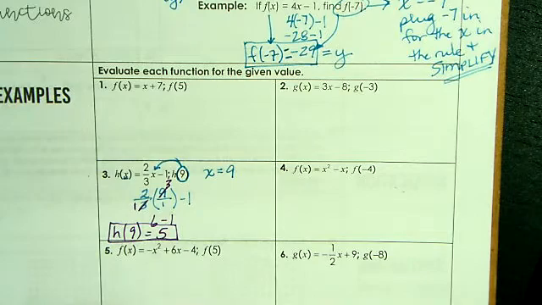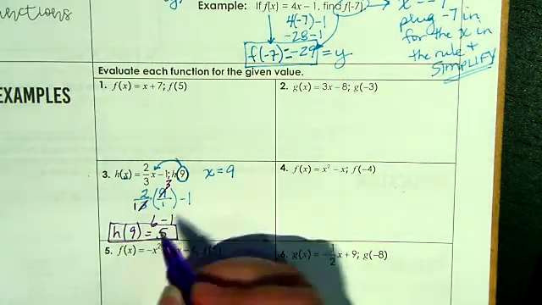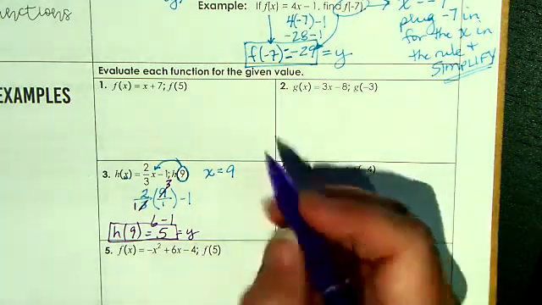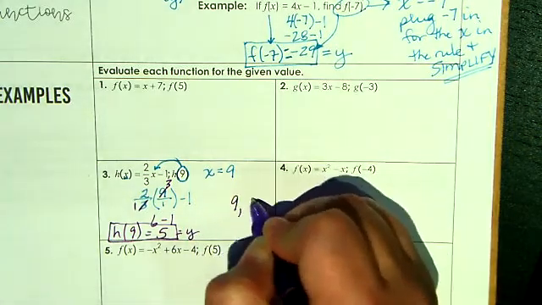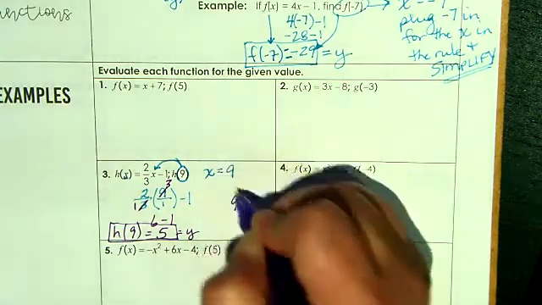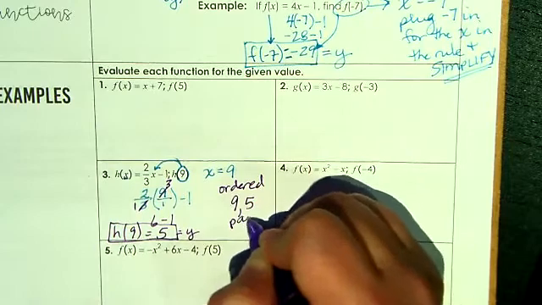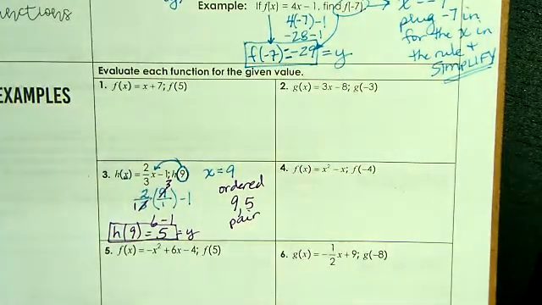If I wanted to write that as an ordered pair, remember this is the y value. So if I were writing this as an ordered pair, it would be (9, 5). And this is what it is as an ordered pair. But that's not what it's asking right now. It just wants to know what is h of 9. And the h of 9 is 5. Okay, next example. Let's look at number 5.